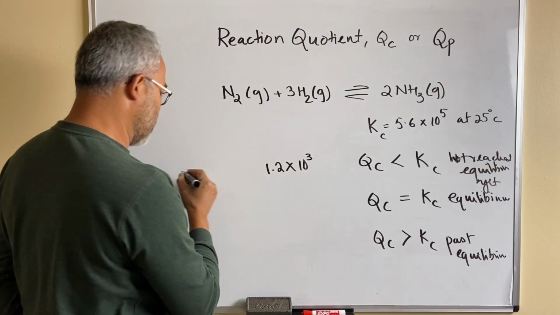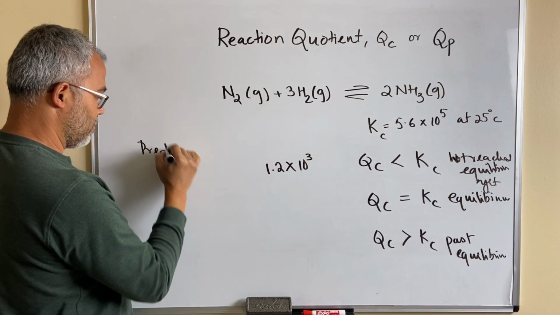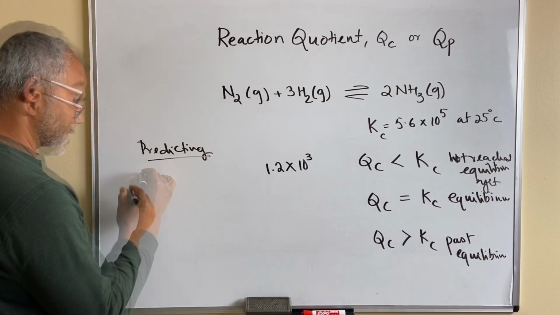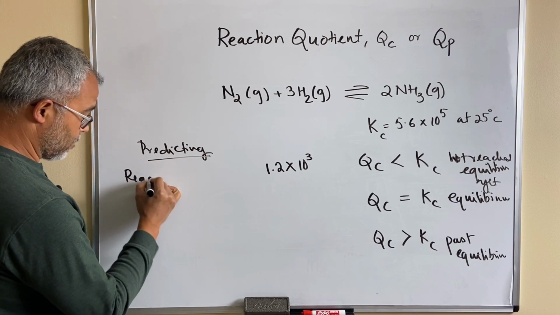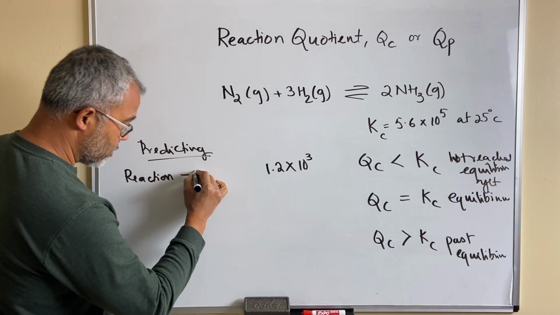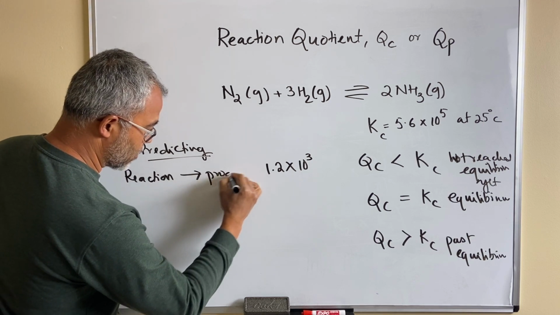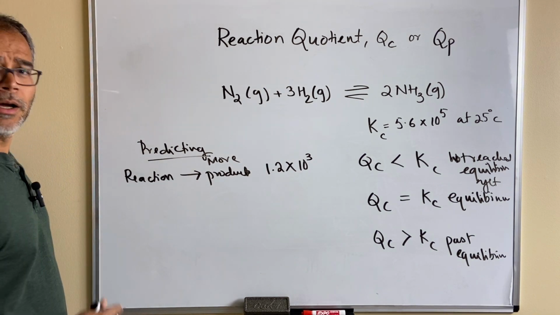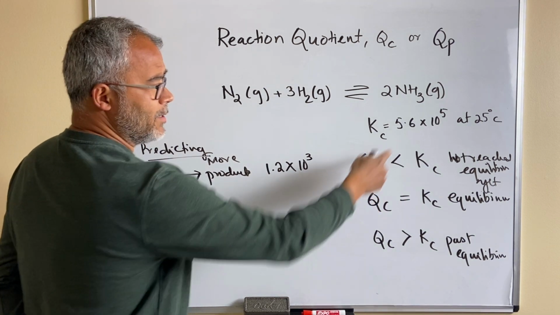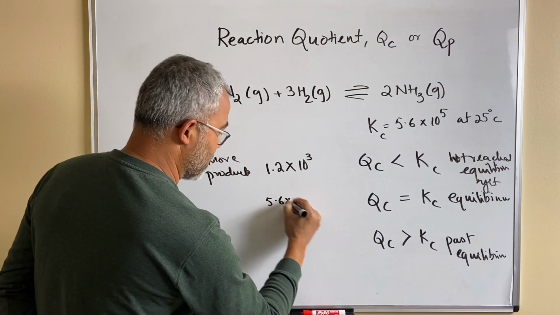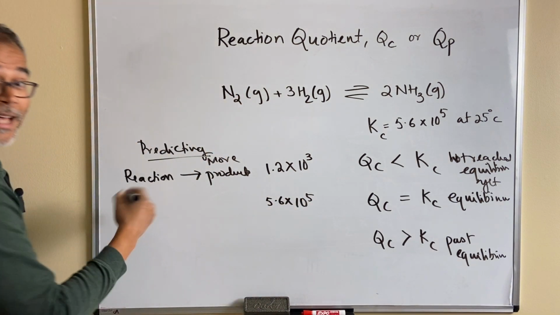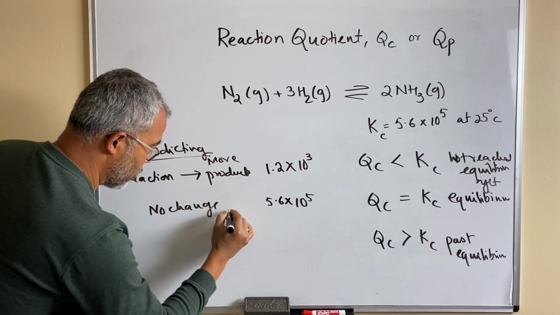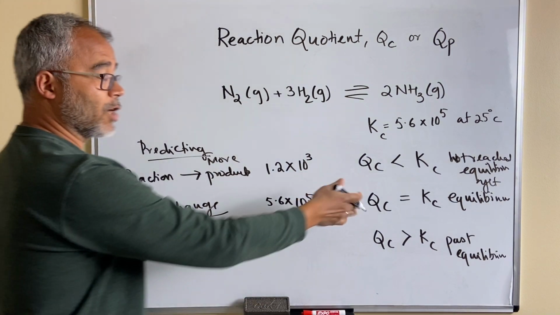Okay, so therefore the prediction out here, I'll create another column. The prediction will be that the reaction moves towards the right, which means more products will form. Now, what if QC is equal to KC? Then it's the same value as KC, 5.6 times 10 to the power 5. Then nothing's going to happen. So that's the case of no change, right? No net change, because the reaction is at equilibrium.